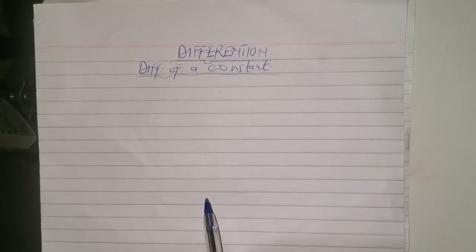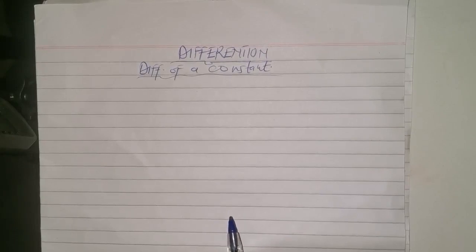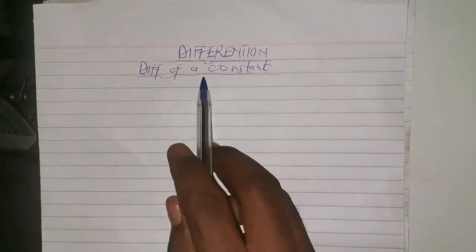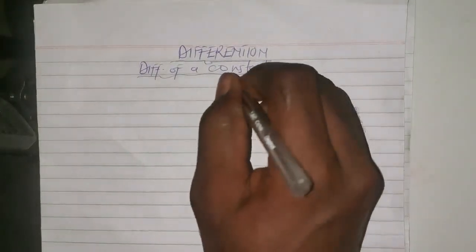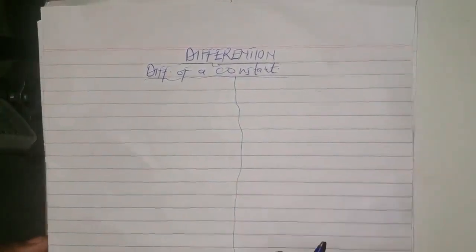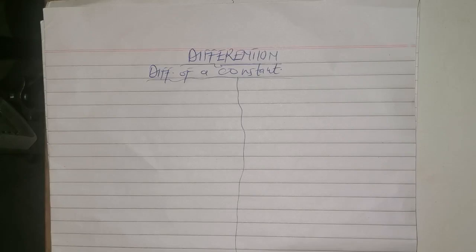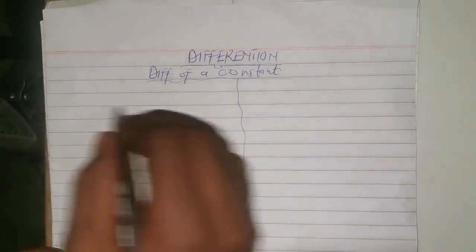So let's get ready for the next section, which is part 2 of this differentiation. We're going to talk about differentiation of a constant. Anytime you differentiate a constant number, a constant value, the result is 0. Anytime you differentiate a constant, you get 0.